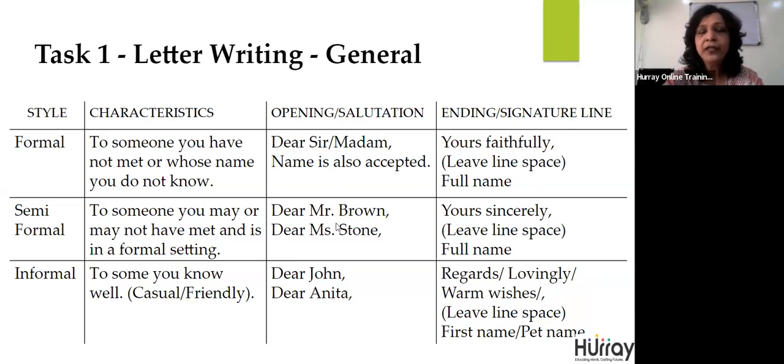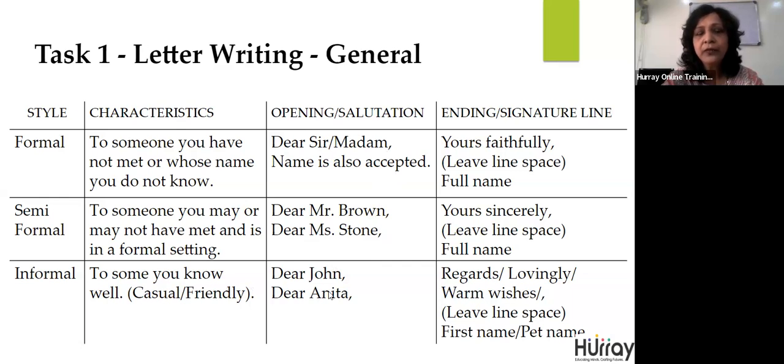For the semi-formal letter, you start off with Dear Mr., title and the surname. If it's Brown, you write the last name Brown. If it's a Ms. Stone, Stone is the last name, Ms. is the title. You can use Ms. for married ladies as well as unmarried ladies. For both, it's the same. Dear Ms. Stone. And you have to put a comma after the salutation. This is compulsory. It's mandatory to use commas here.